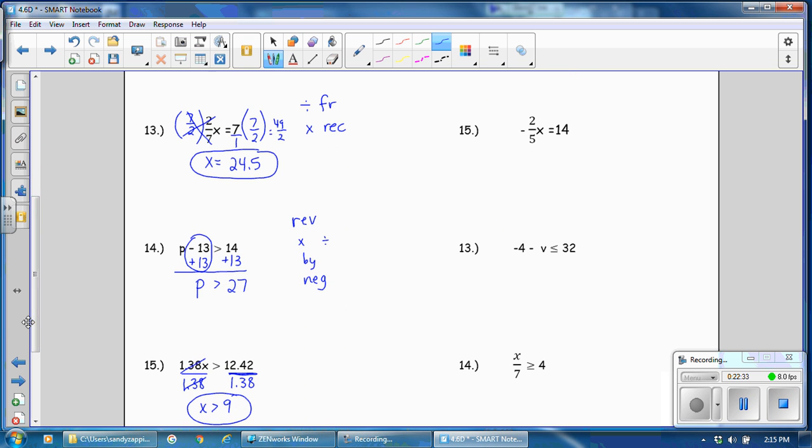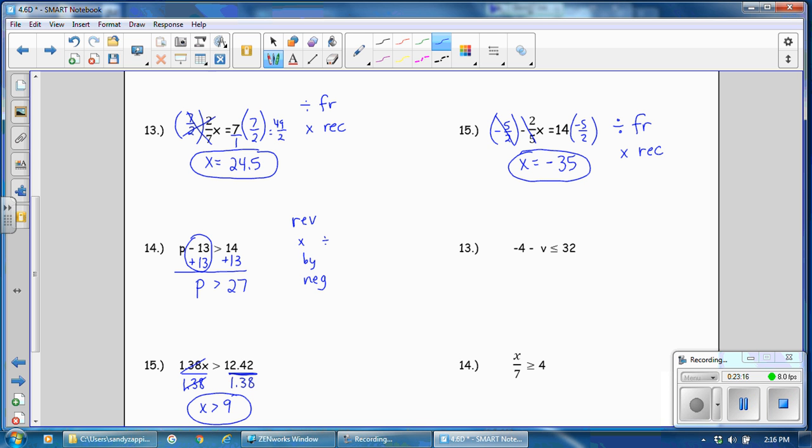Number 15. It says to multiply. The opposite of multiplying is dividing. When you divide by a fraction, you actually multiply by the reciprocal. We show multiplication with parentheses. The reciprocal of negative 2/5 is negative 5/2. A number times its reciprocal is 1, and 1 times x is x. 14 times 5/2 is going to be negative, and half of 14 is 7, and 7 times 5 is 35. And so the answer is equal to negative 35.